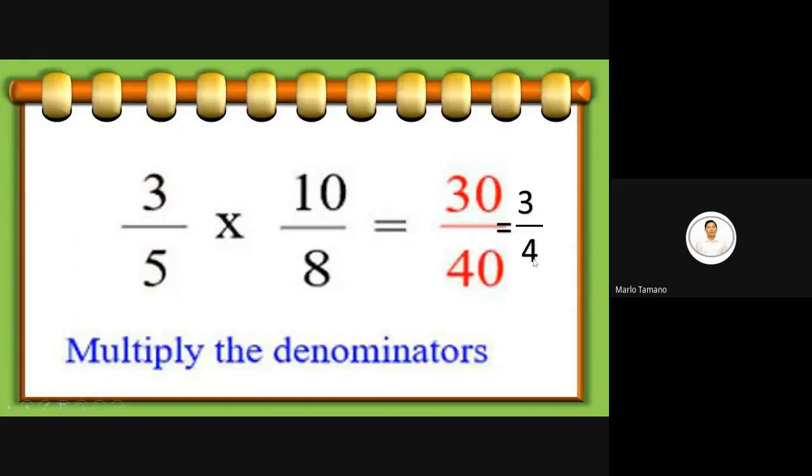Naiisip ninyo yung nasa isip ko na process? Kapag kinancel natin yung 5 and 10 dahil pareho silang divisible by 5, 5 divided by 5 is 1, 10 divided by 5 is 2. So, okay na. Hindi naman natin pwedeng i-cancel yung 3 and 8. Divisible by 3, divisible by 2, and 4. So, 3 times 2, yun po yung 6. Then, 1 times 8 is 8. So, 6/8 po, pwede natin paliitin ng 3/4. So, nakarating pa rin po tayo sa final answer. Naintindihan? Okay po. So, let us continue.